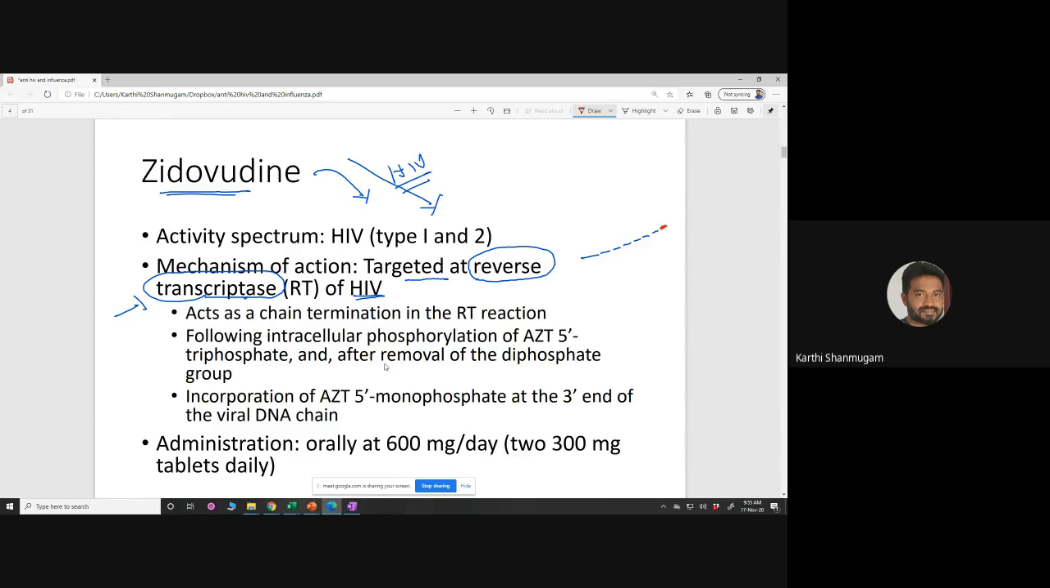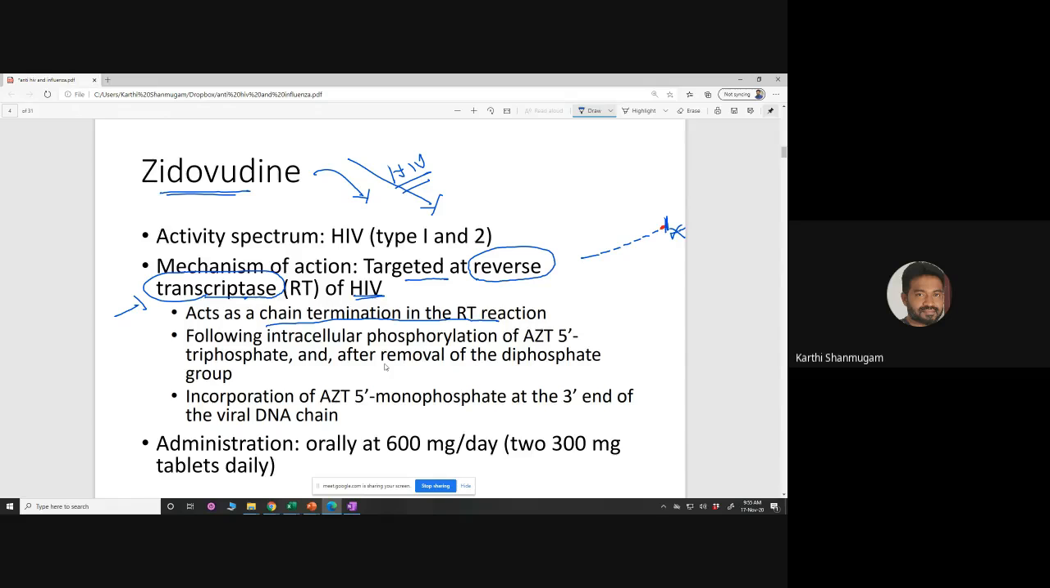So because of that, the chain elongation process will not take place. So termination here will take place. So it acts as chain termination in the reverse transcription reaction. So the molecular mechanism is almost similar for all the drug molecules.